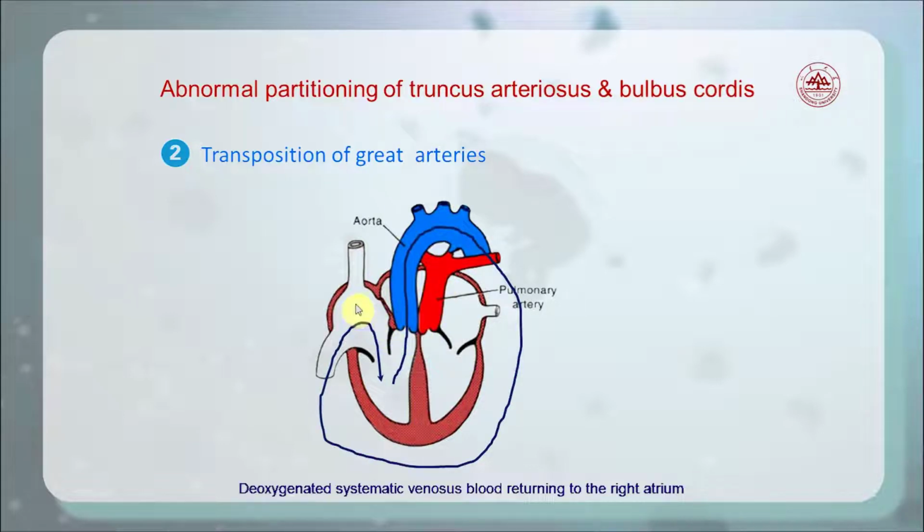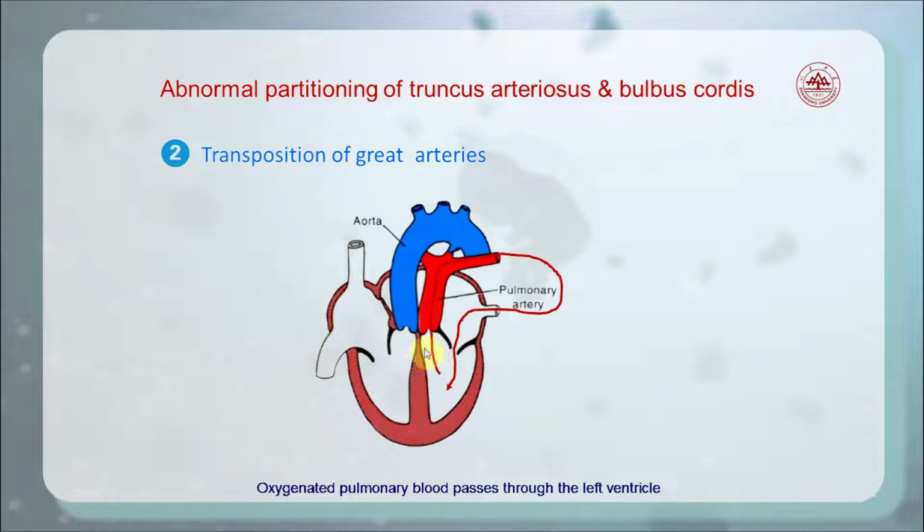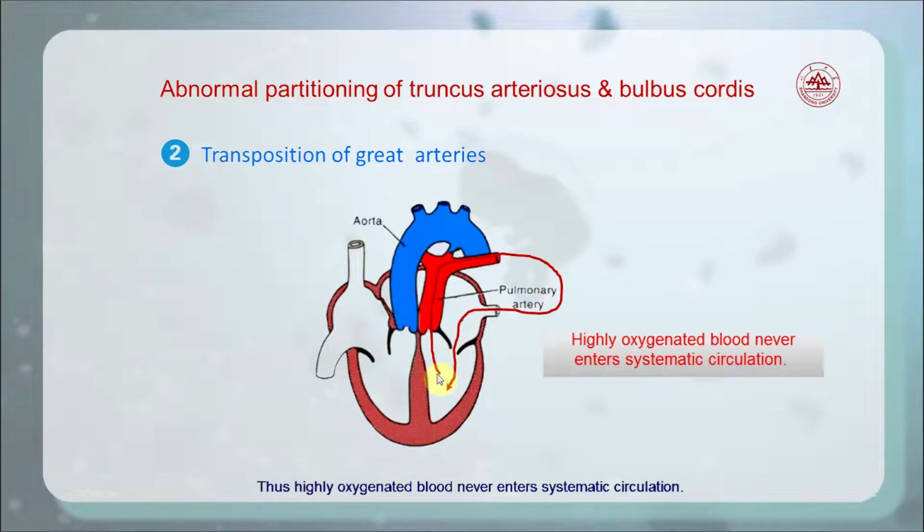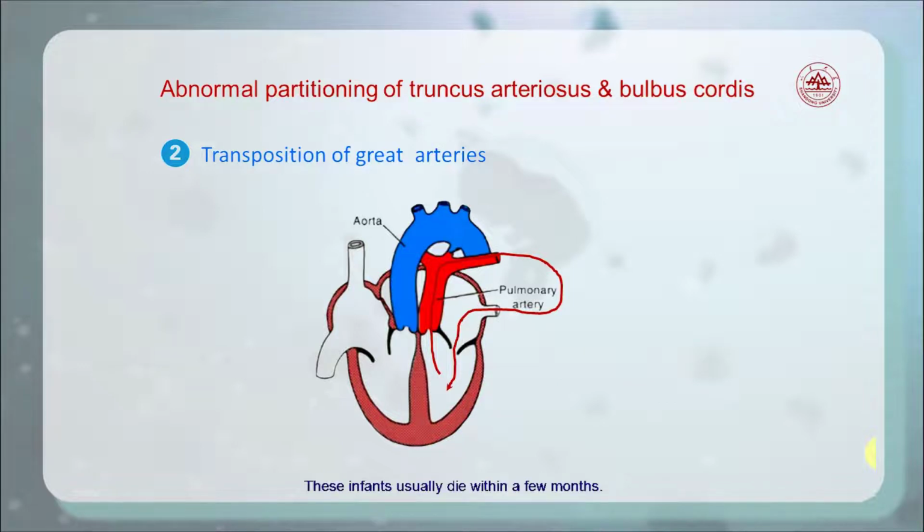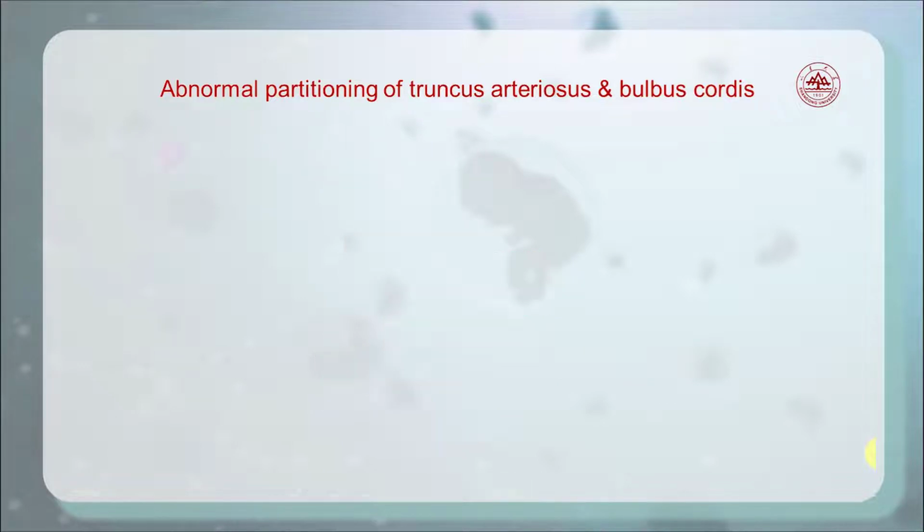Deoxygenated systemic venous blood returning to the right atrium enters the right ventricle and then passes to the body through the aorta. Oxygenated pulmonary blood passes through the left ventricle back into the pulmonary circulation. Thus, highly oxygenated blood never enters the systemic circulation. These infants usually die within a few months.